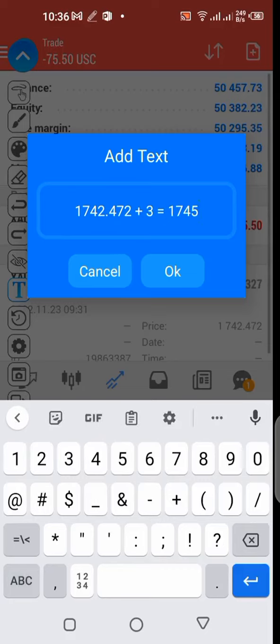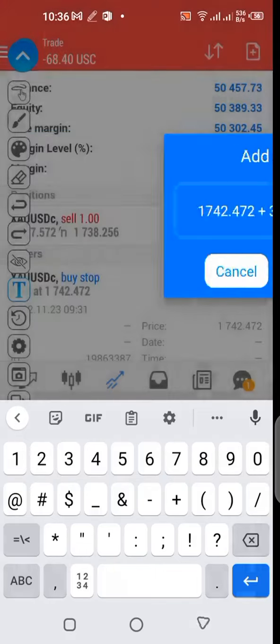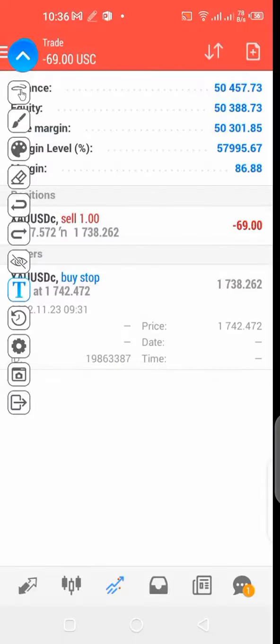So adding 3 points to 1742.472, the take profit will be 1745.472 for the buy stop.